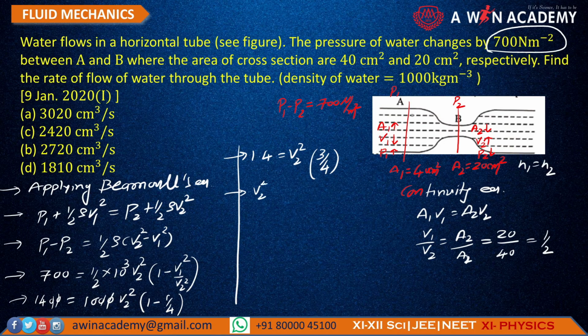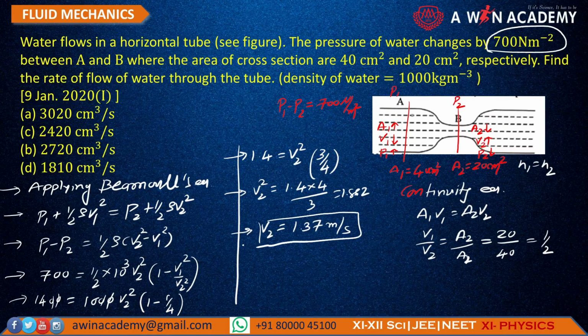And if we multiply 4 by 3, then you will get approximate answer 1.862. And if we remove the square at another side, then the under root of 1.862, you will get 1.37 meter per second. This is the final answer. And the question is asked to find the rate of flow of water through the tube.